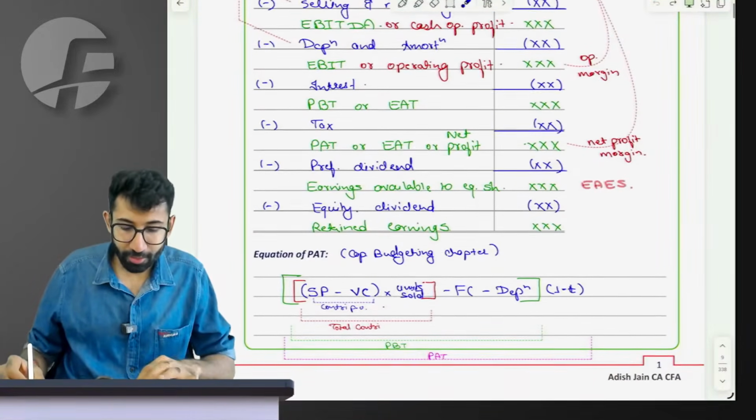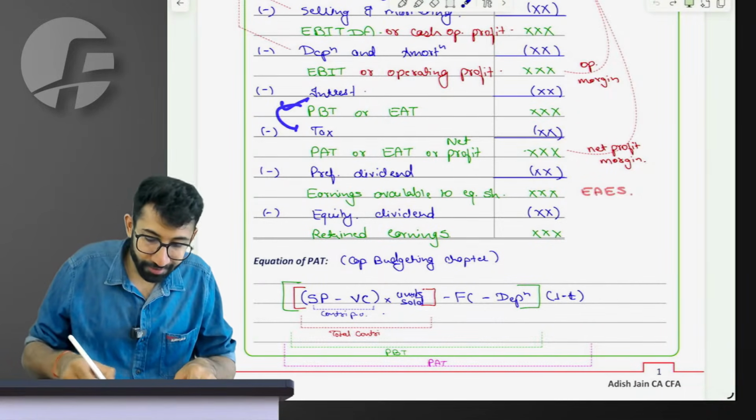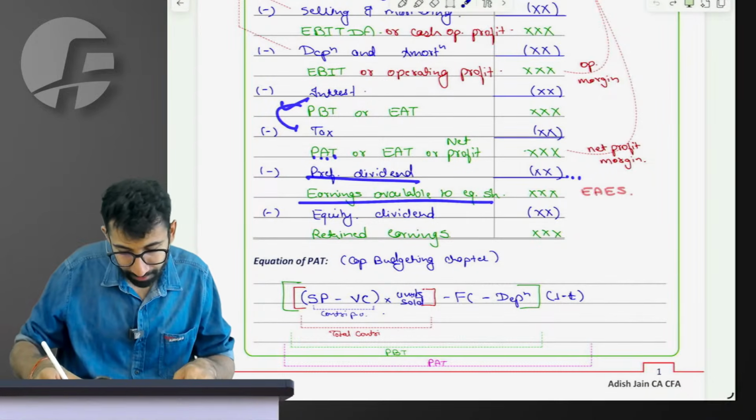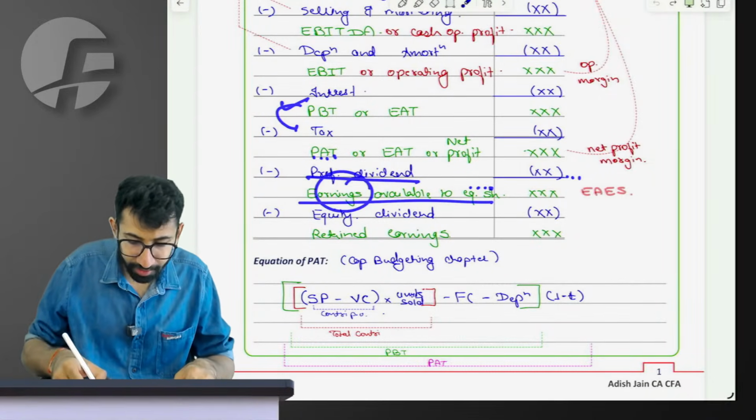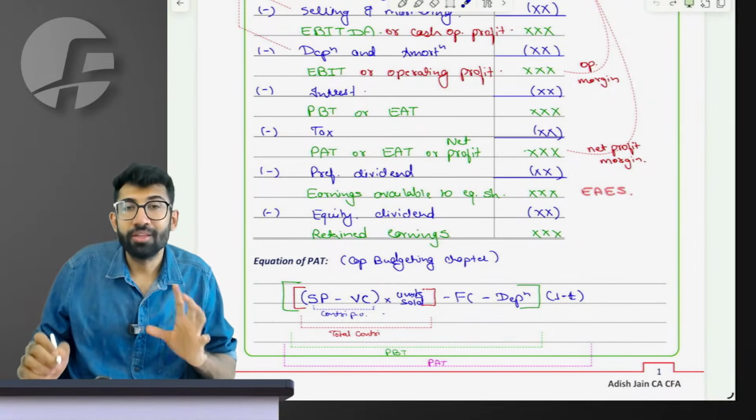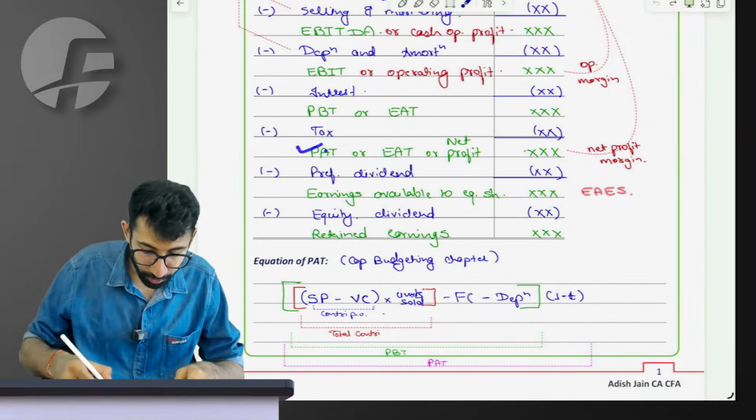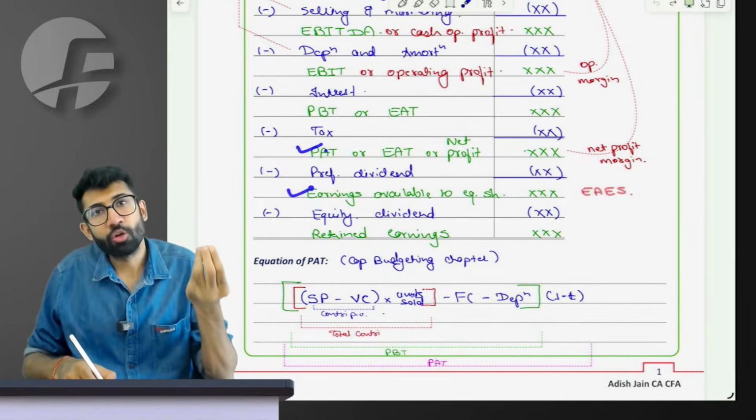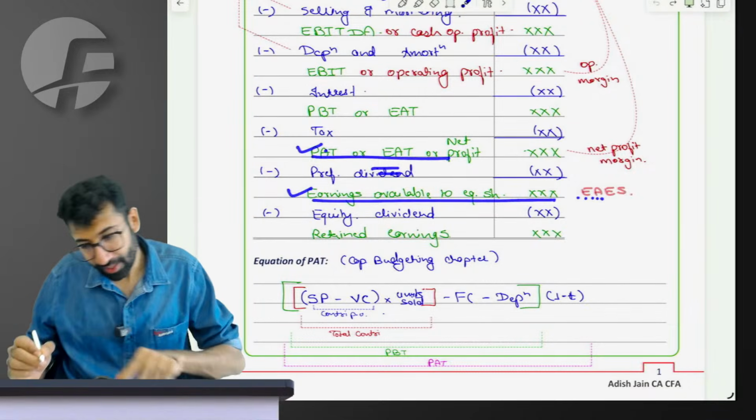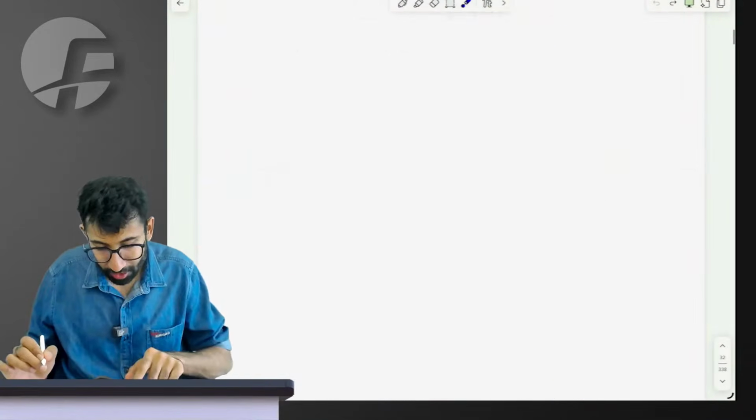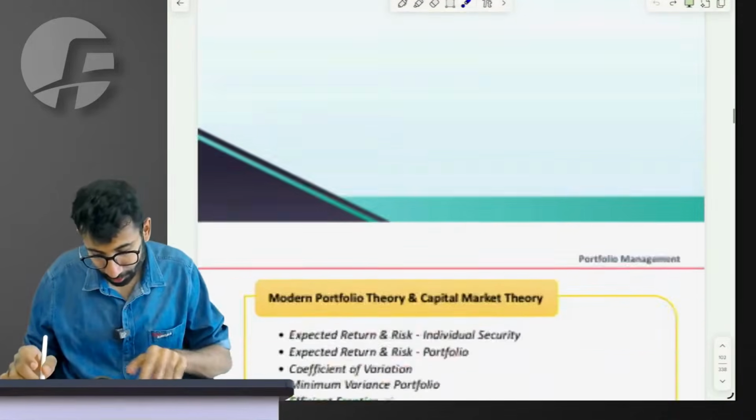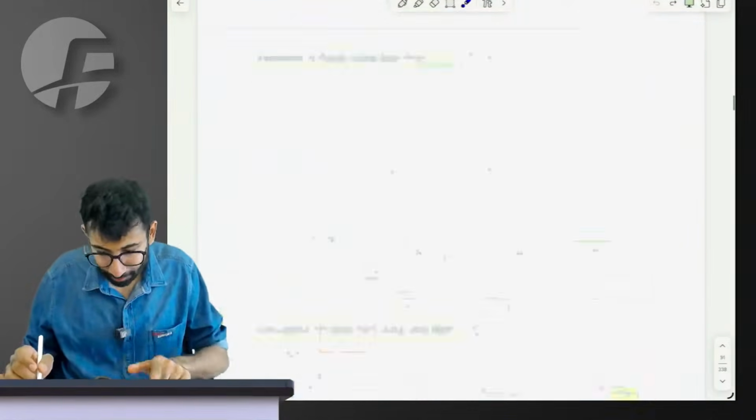If this is the format of income statement, from PBT, when I pay tax, it is profit after tax. From PAT, when I pay preference dividend, what I get is earnings available to equity shareholders, because these are the earnings on which only equity shareholders have a right. If preference shares are in the capital structure, then the two numbers will be different. But imagine preference shares not being there, then PAT is going to be equal to EAS. Which is the reason in the chapter of M&A, we will use the formula of EPS to be PAT divided by number of shares.